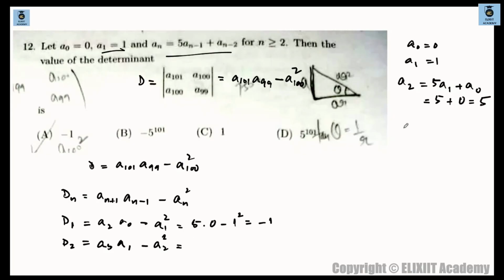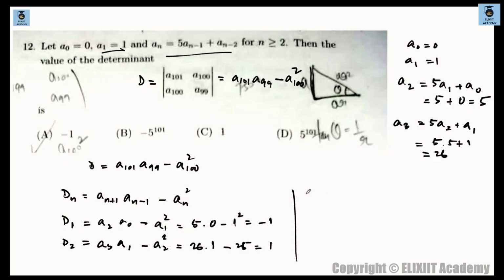Again, we find what is A3 from here. So A3 will be 5 times A2 plus A1. So 5 times A2 means 5, and plus A1 will be 1. So 26 from here. So this is basically 26 times 1 minus 25, which is equal to 1.